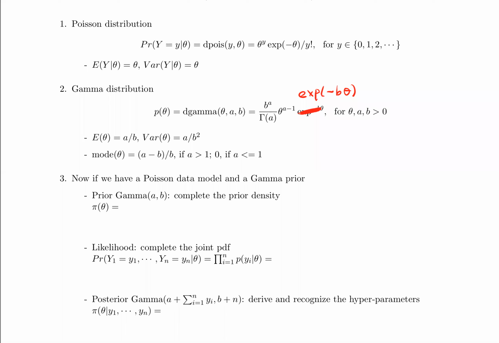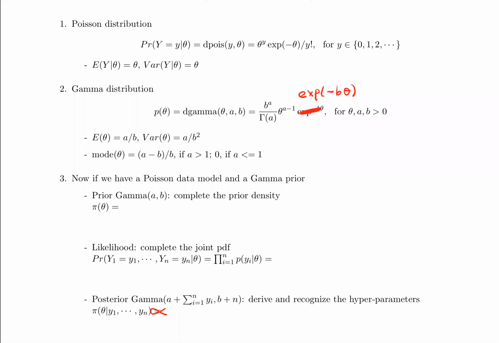Right, so here, yeah, you can work with the proportional sign. I think I just put an equation sign there, but really, don't worry about the constants, just focus on the kernel, and you will recognize it to be a gamma in the end.